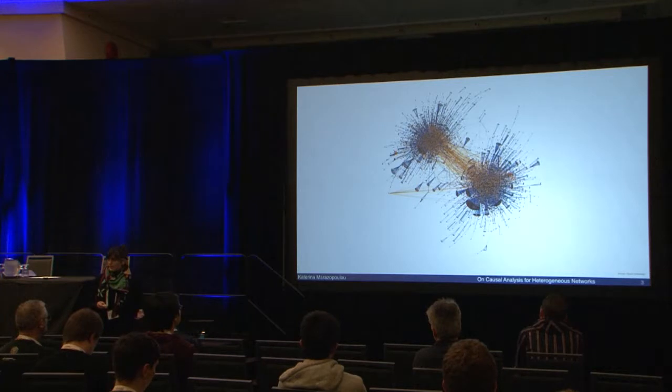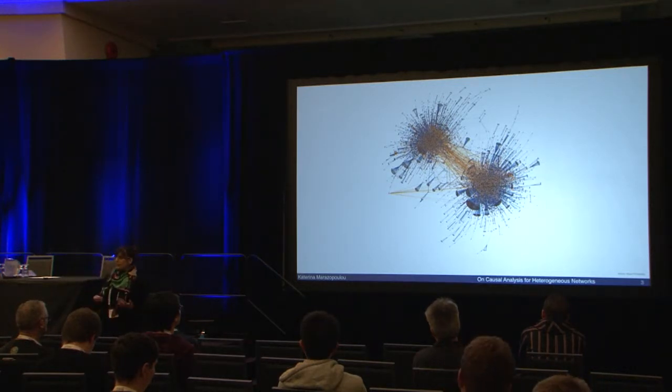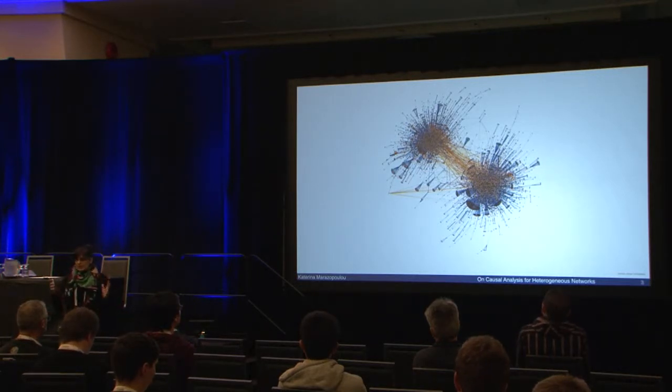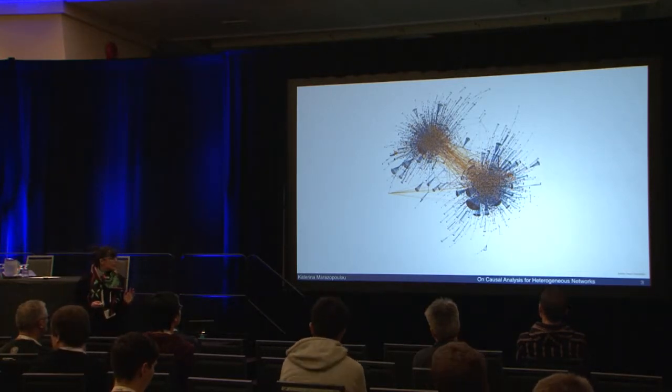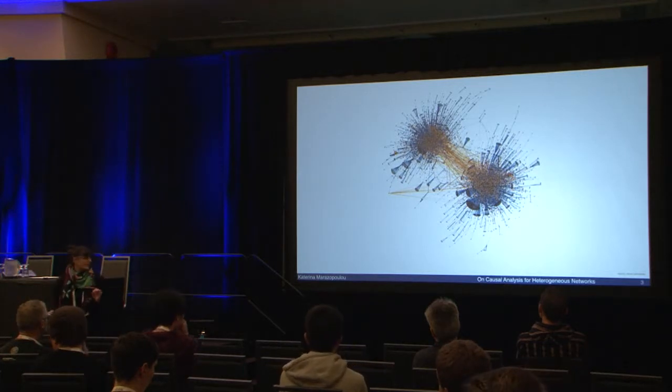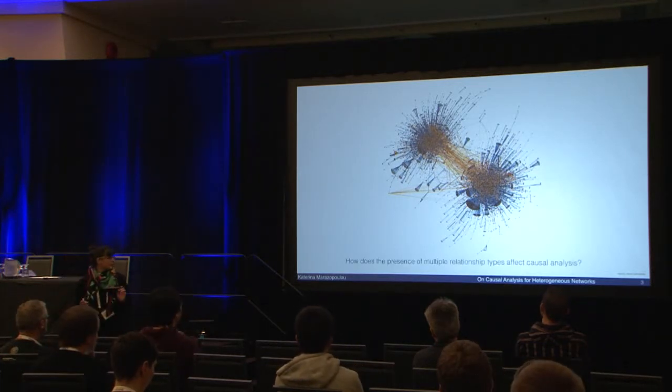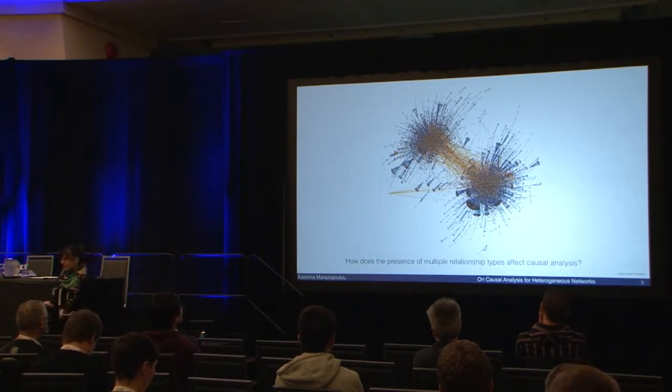However, in practice, networks are heterogeneous. They can arise from multiple types of relationships. So going back to the Facebook example, people have friends, they have coworkers, they have relatives, and each of these sets of peers can possibly affect you in different ways. So in this work, we study what is the impact that the presence of different types of relationships has, specifically for the task of causal inference on networks.